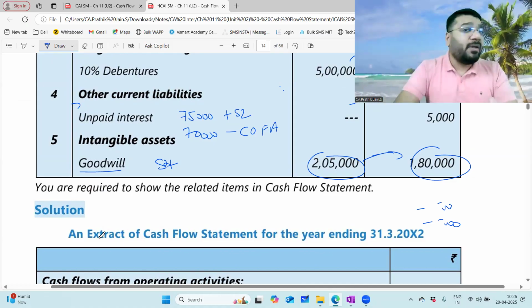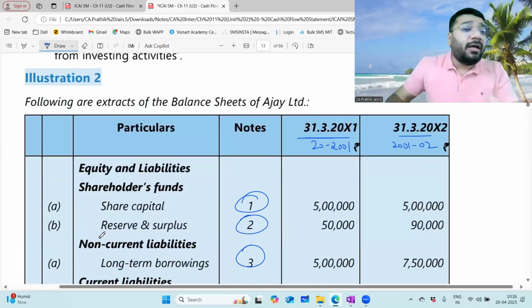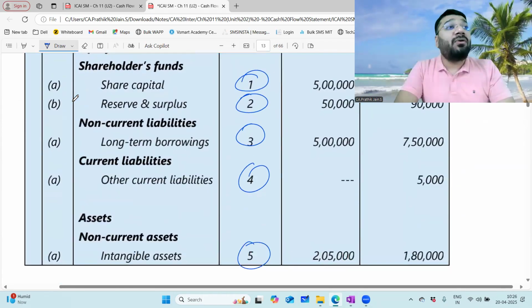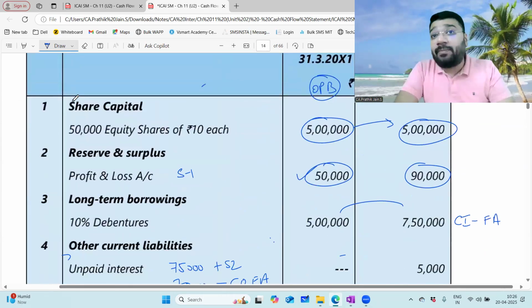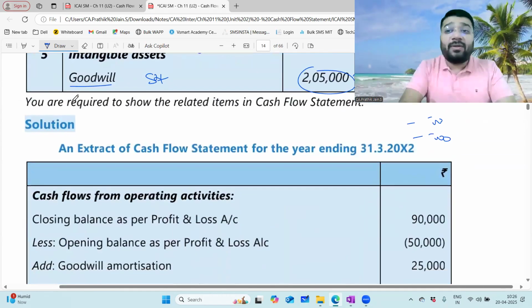So they have not given that. And do you think this is a complete balance sheet? They themselves have no impact on the balance sheet. So the cash flow statement you prepare, is it going to be a cash flow statement, or is it going to be an extract? It is going to be an extract. So you have to be very careful with the heading.